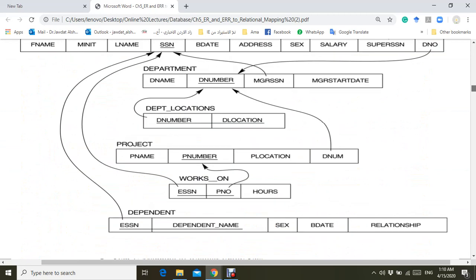Let's see here how the locations work. Department location is a multi-valued attribute for the department, so we make it a relation by itself. We put here the department number and the department location. It has many locations: department number one, Amman, department one, for example, Sarf. So the same department has many locations, which is why we should separate them into different relations.